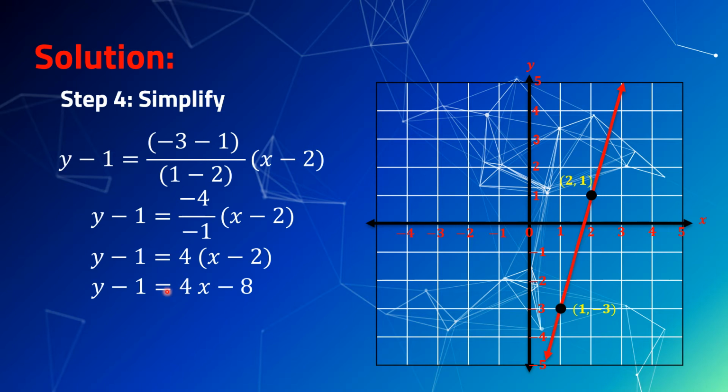Our next step is to transpose negative 1 to the right side, so it becomes positive 1. So y is equal to 4x minus 8 plus 1. The resulting equation is y equals 4x minus 7. Therefore, the equation of this line is y equals 4x minus 7.